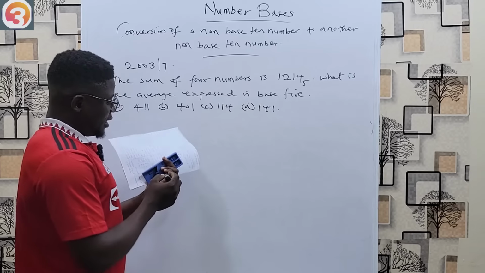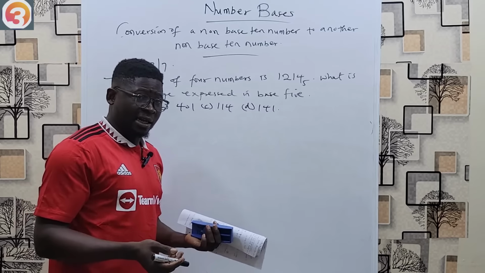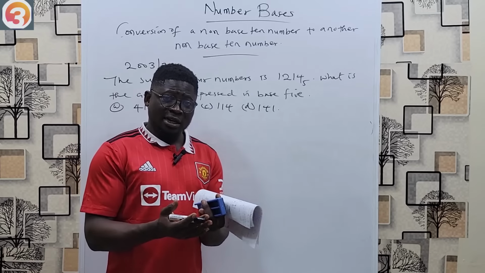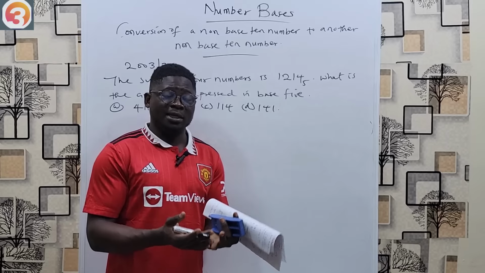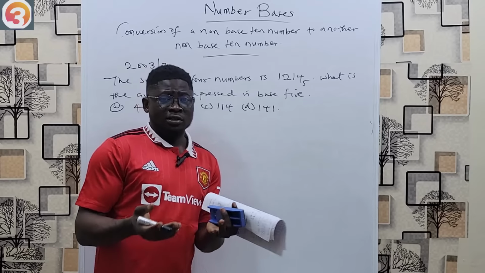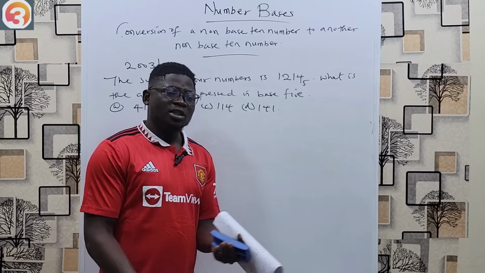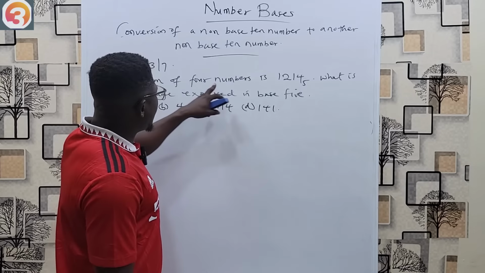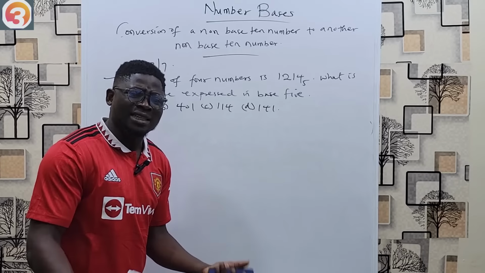Now, how do we do this? We know what average is. Say find the average of 4 numbers: 1, 2, 3, and 4. The average is 1 plus 2 plus 3 plus 4 divided by what now? 4, isn't it? So we cannot just say 1214 base 5 divided by 4, because it's not in our natural base 10.